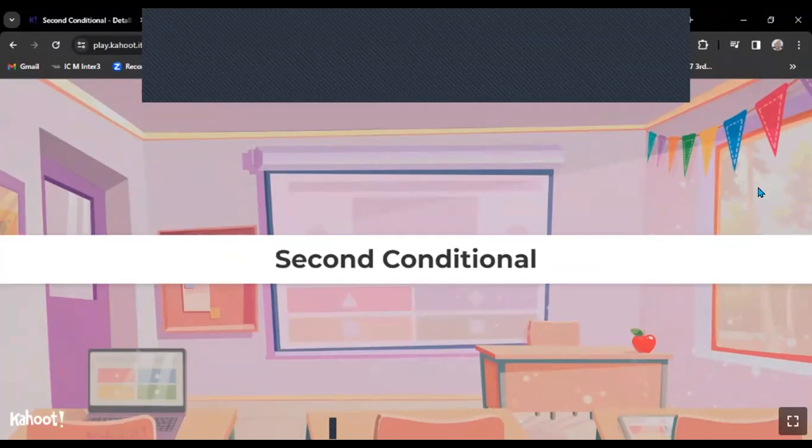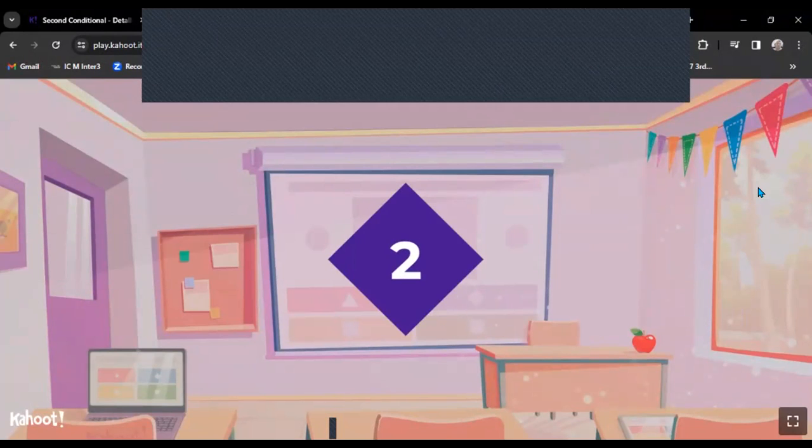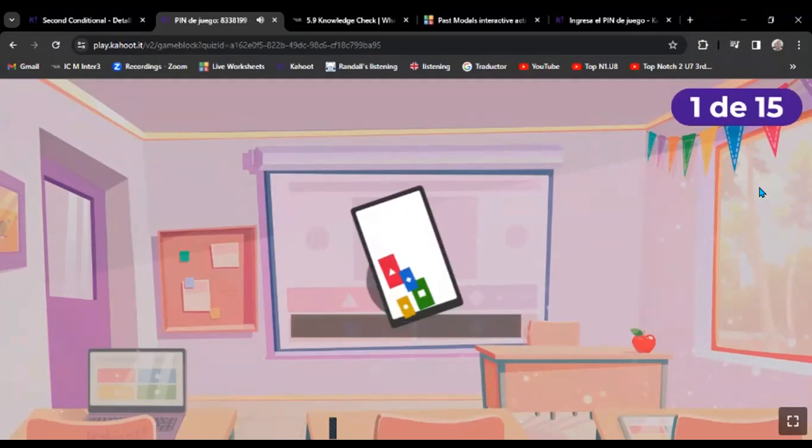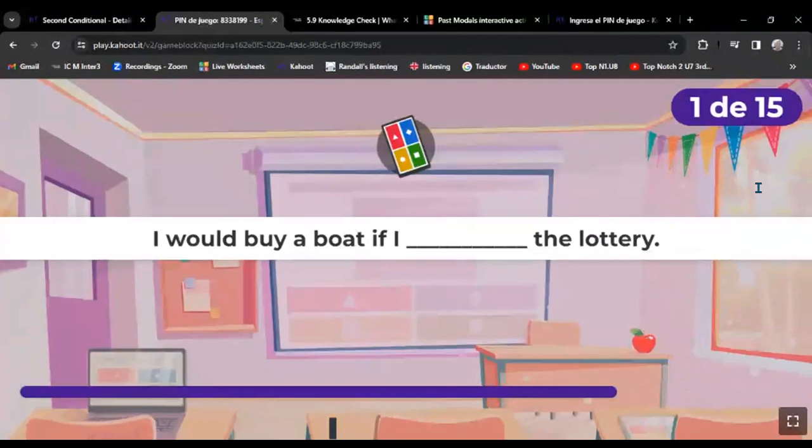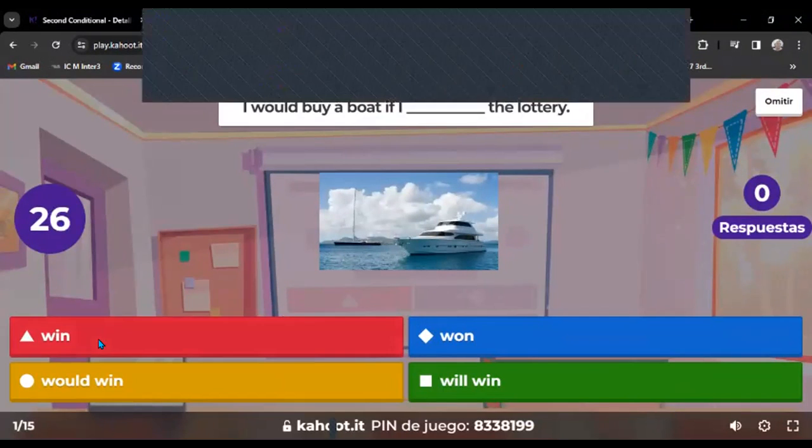Okay, second conditional. It's about the second conditional. 3, 2, 1. Okay, here we go. Está algo lento el internet. I will buy a boat if I the lottery. Las opciones son: rojo, win; blue, won; yellow, will win; green, will win. Usted va a escoger uno de los colores según esta respuesta, ¿verdad? So you have to choose one of the colors according to the second conditional. I will buy a boat if I the lottery.